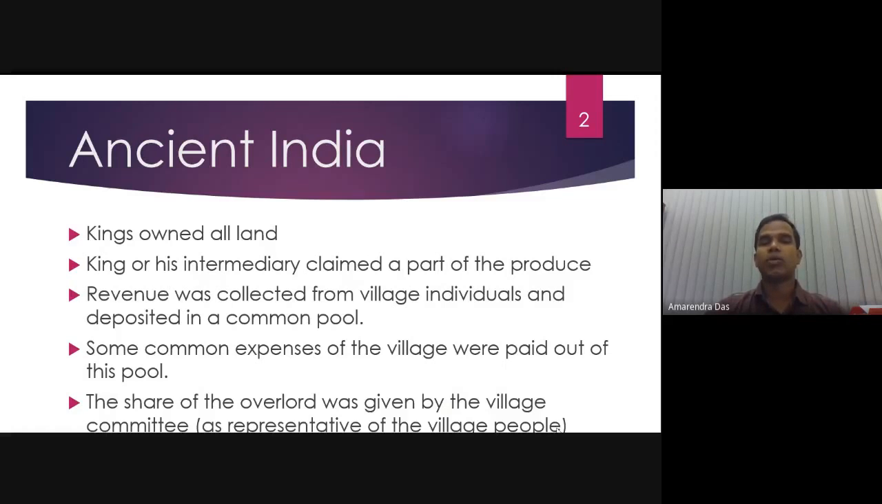Now, a part of this output was given to the king, or his intermediaries collected it, because the king protected the people from external aggression or from other kings. So that's how the king claimed a part of the produce from the farmers. The revenue was collected from village individuals and deposited in a village common pool, and some common expenditures of the village were paid out of this common pool. However, the share of the overlord was given by the village community as a representative of the village people.